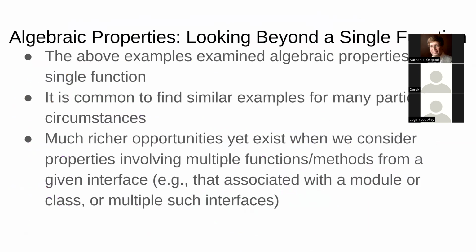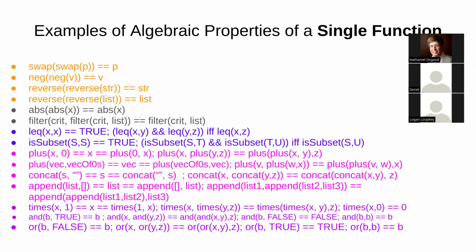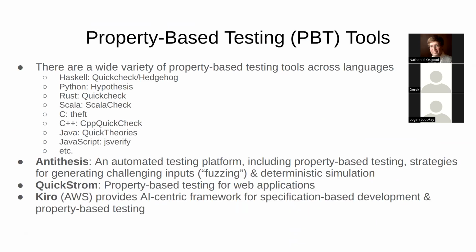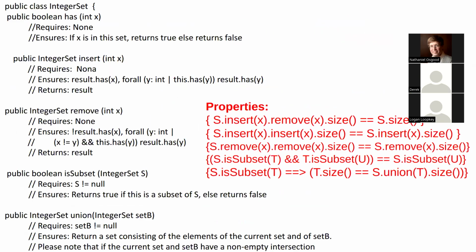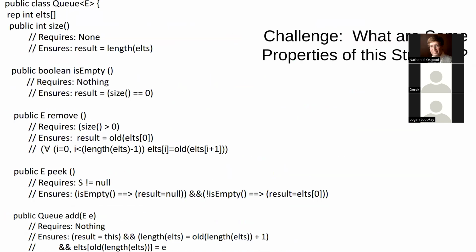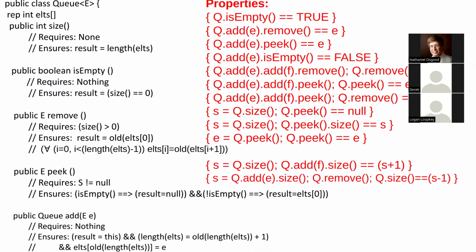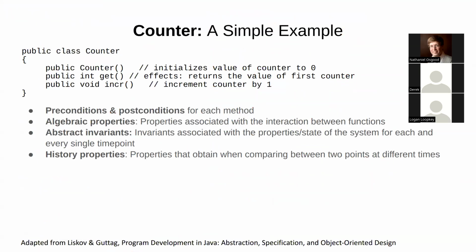And I'd refer you to some supporting tools like Kiro or Quick Check, or Quick Strom rather, or Antithesis, etc., and some libraries available. And I had talked about properties and looking for properties, and we had talked through a couple examples, including a queue where you had made some suggestions for properties associated with an interface there.